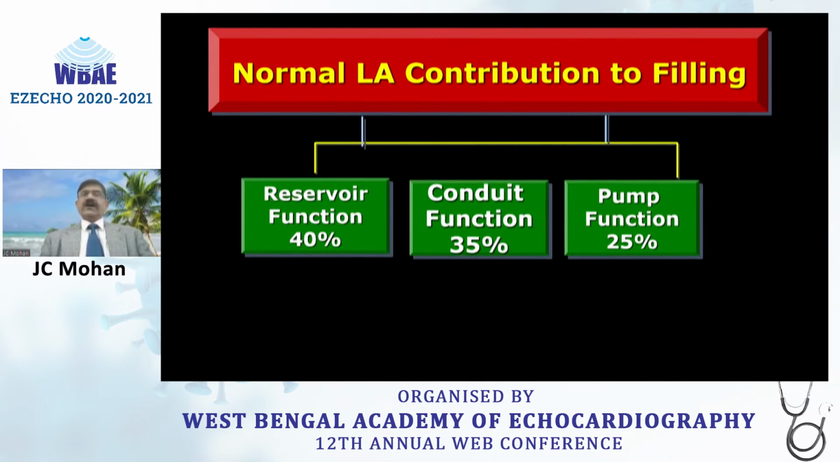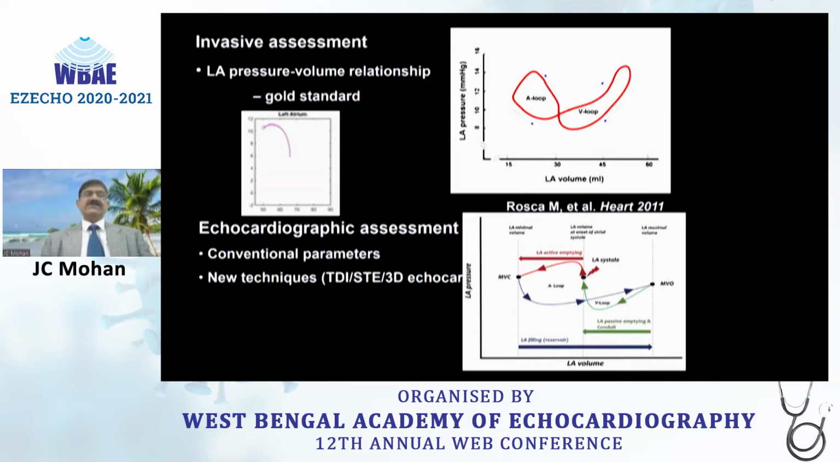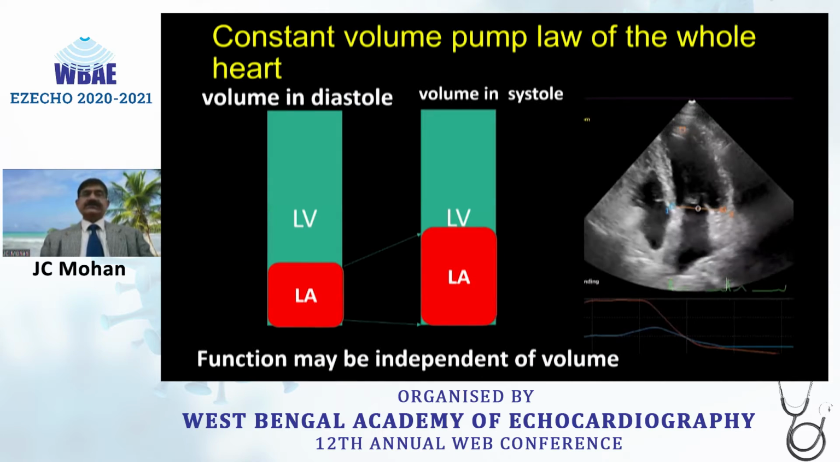Normal left atrial contribution to filling: the reservoir function contributes 40%, conduit function 35%, and pump function 25%. Remember, with aging, pump function goes up and could be as much as 40%. The gold standard for assessing left atrial function is a pressure volume loop, which has two components, atrial loop and ventricular loop. However, we have surrogates for the left atrial pressure volume loop, which I'll be discussing with you.